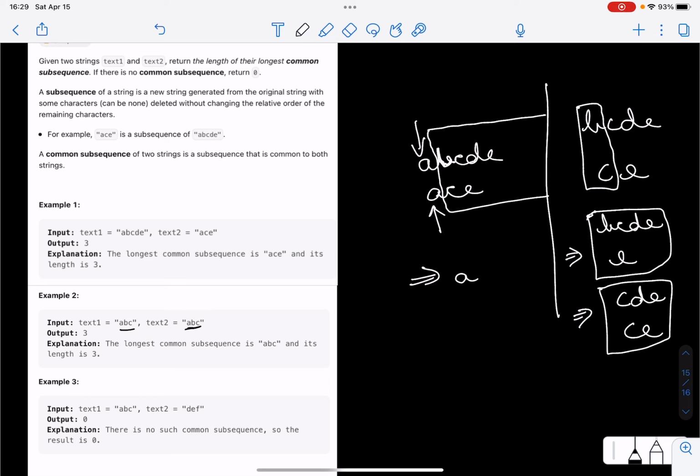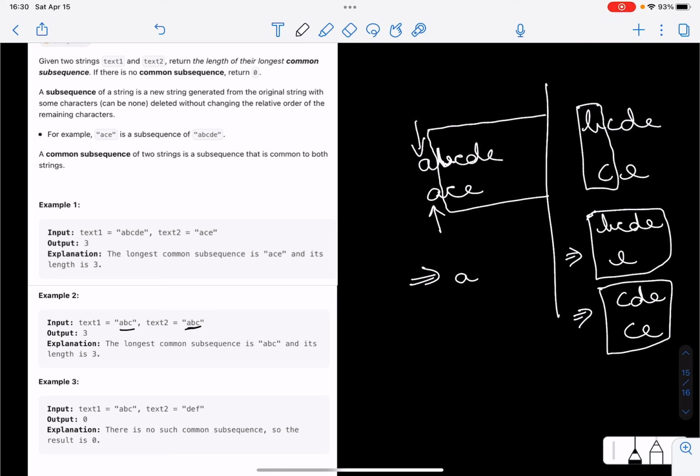Because the common subsequence, we don't know which character to include. Will we include a character from the first string, or a character from the second string? So we essentially want to try including the B over here and the rest of the string, and omitting C over here, in the second string. So that's how we get B, C, D, E, and E.